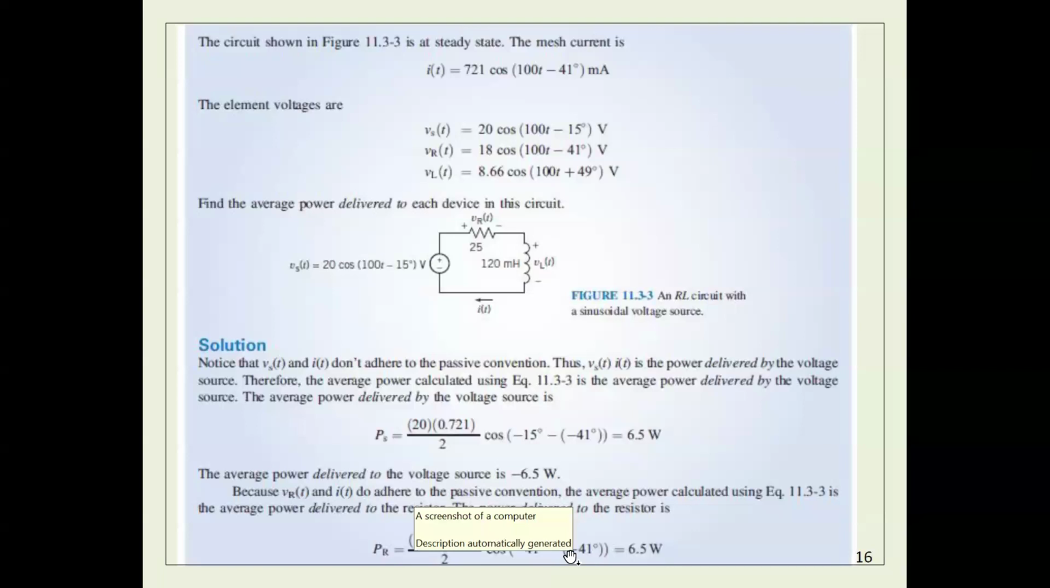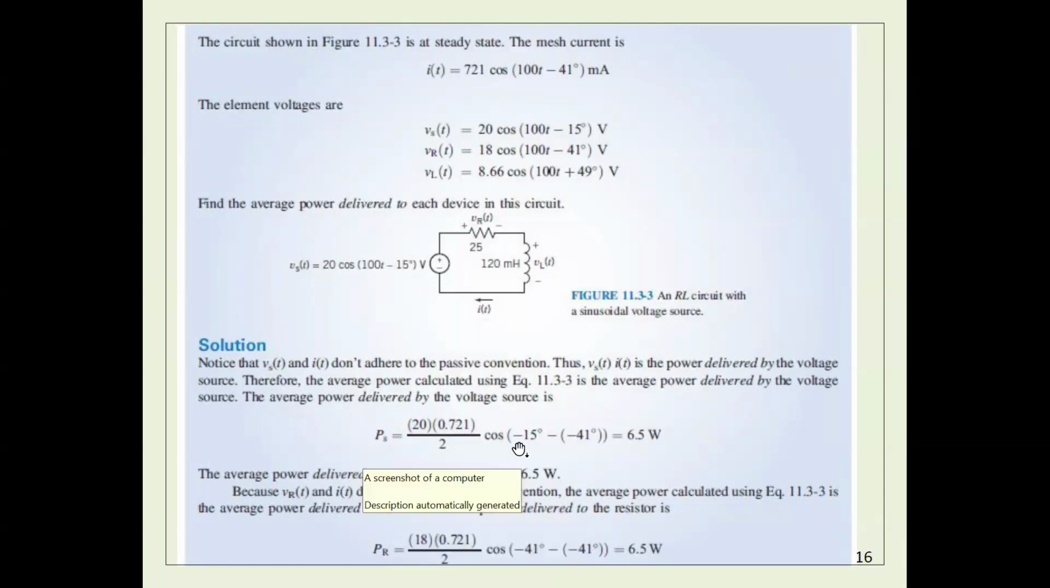You can find the angle is 0. It's not a surprise, because for a resistance the power factor is 1, and that's why it's not a surprise to find that this angle is 0. Is that okay? Then I found this is the average power here. So this is the average power generated by the source. This is the average power consumed by the resistance.